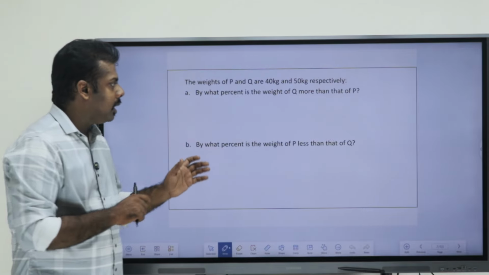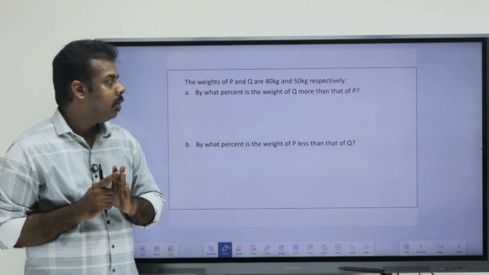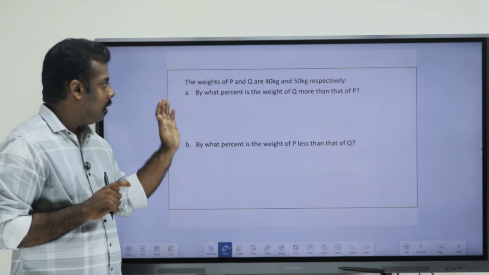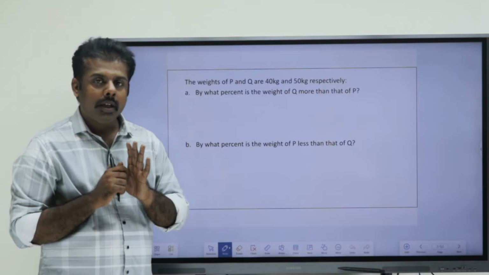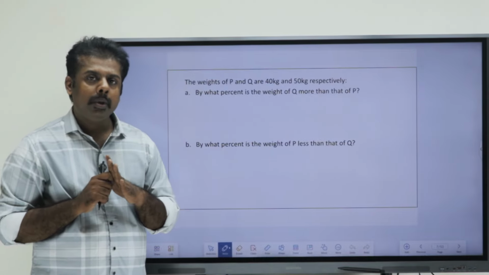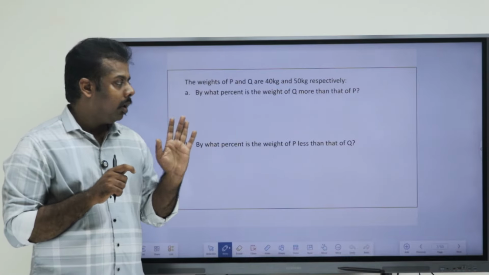Okay, so here as well, same question. Here they have given the weights of P and Q as 40 kg and 50 kg respectively, and they have asked 2 questions. I hope you pause the video and try this question. I think you will be able to do it easily, and then try to see the solution. Okay, now we are going to discuss it.